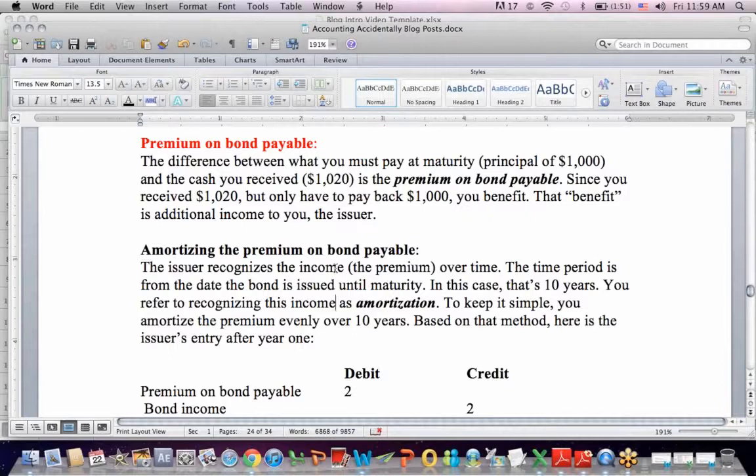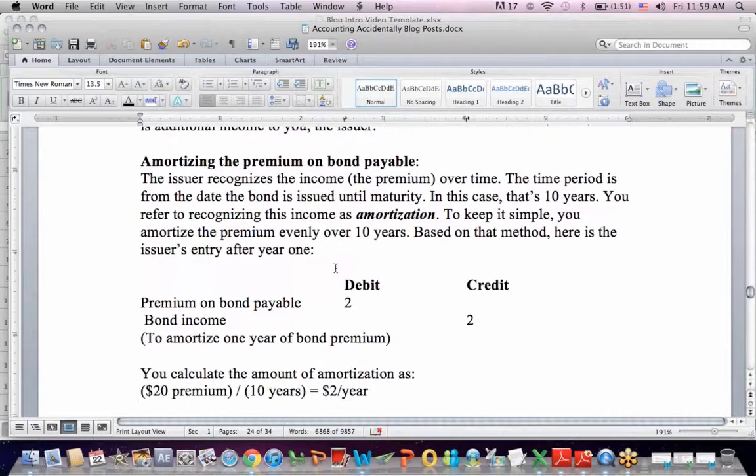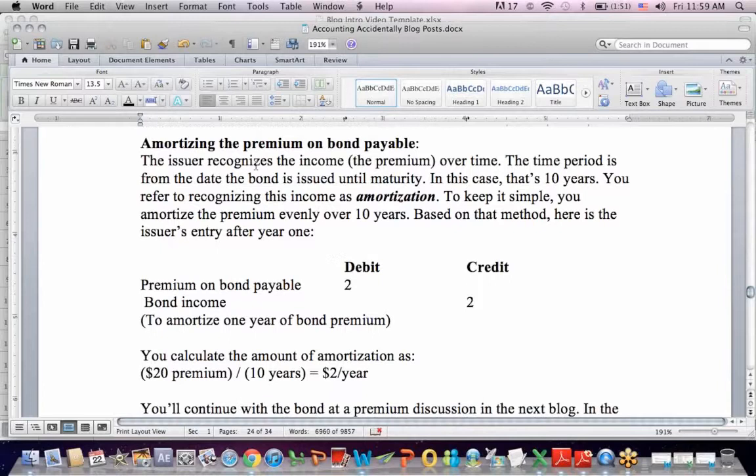The last thing to consider for this video is we have to amortize, new term, the premium on bond payable, meaning that we need to recognize the income over time, which in this case is 10 years till maturity. We call recognize the income amortization. I'm going to keep it easy and say that we amortize the premium evenly over 10 years. So if I take $20 premium divided by 10, it's $2 a year.